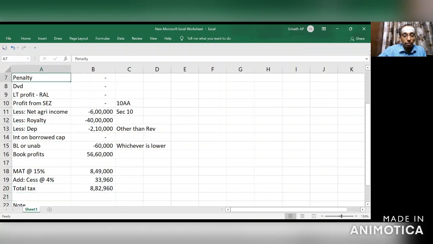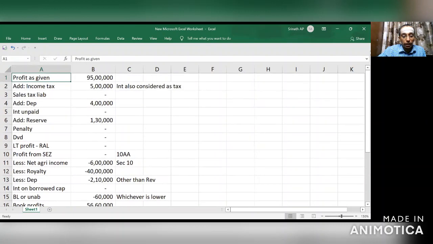The last part is very simple. Multiply by 15%. Now computing till book profit is what you have to do very, very carefully. Please let me know if at all you have got doubts. Otherwise, let's go on to problem number 7.